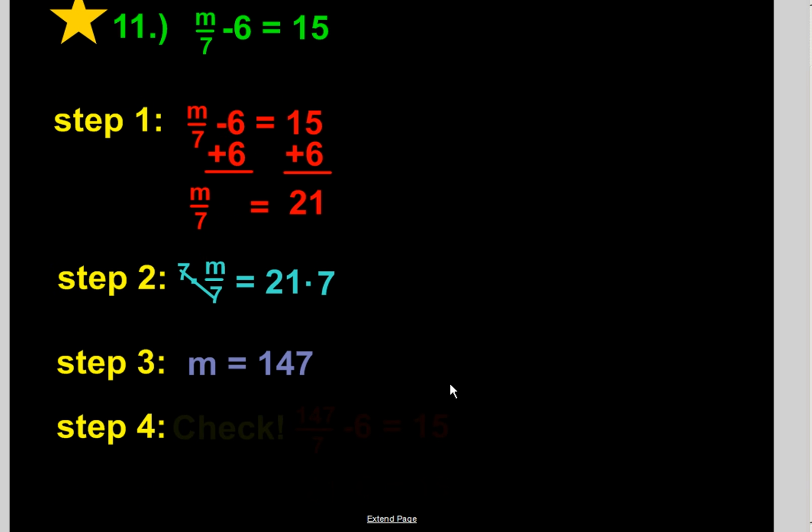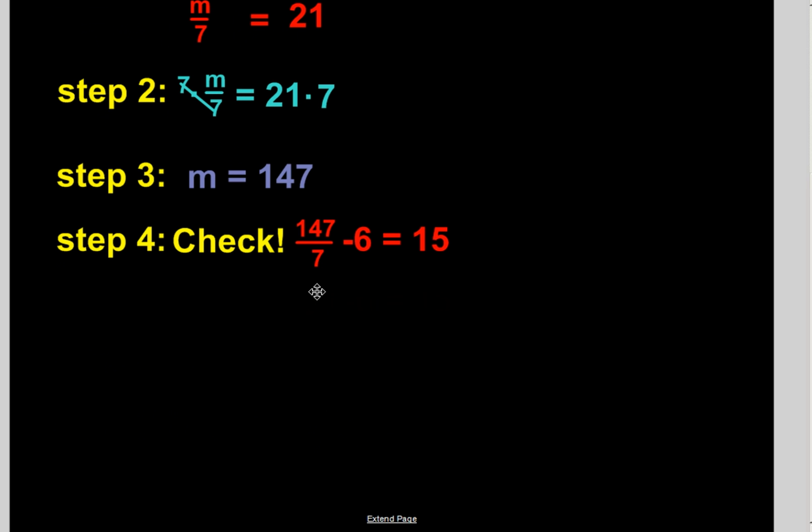Now, of course, I have to check that. So I put 147 in for the variable that I had before. So I have 147 over 7 minus 6 equals 15. If I divide that out, I know from the work I did up here that 7 goes into 147 21 times. And then I subtract 6 from 21, and I do in fact get 15. So my check works out.